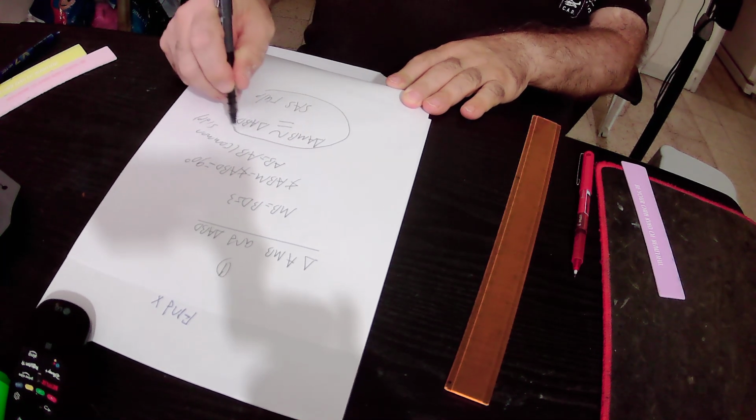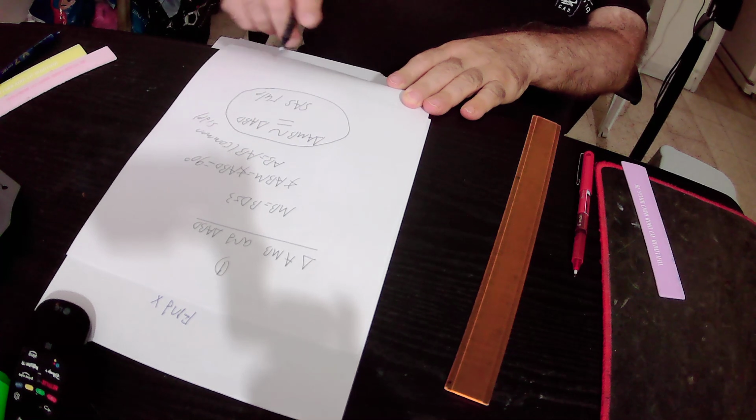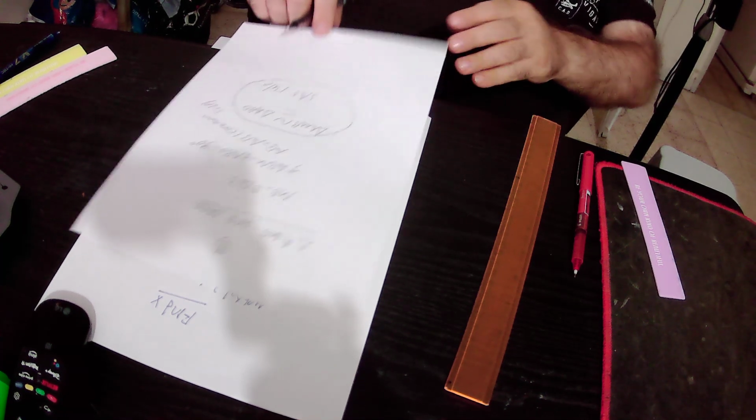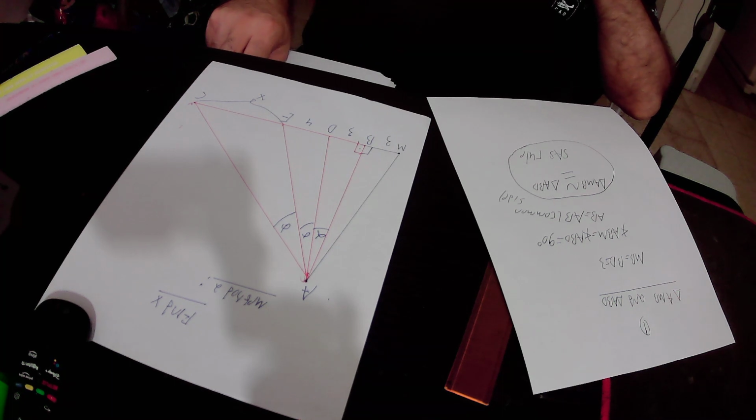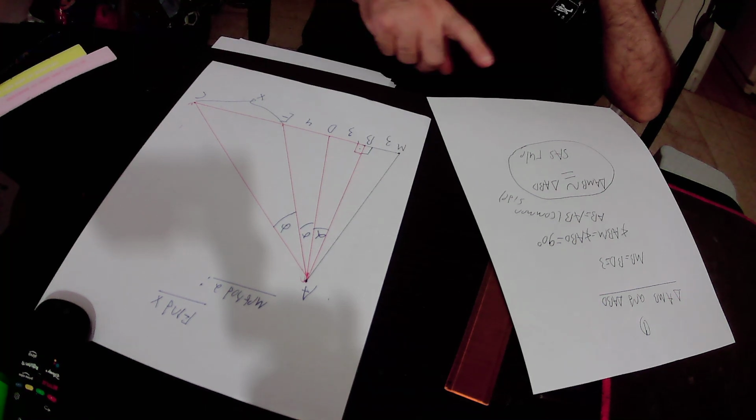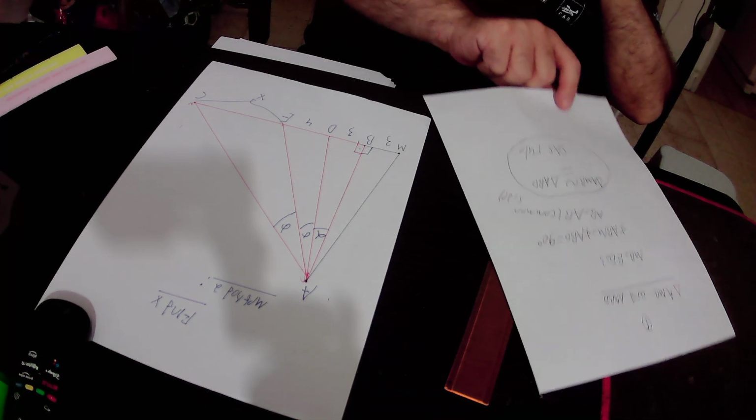So what is the side angle side rule? Actually, when you prove that two sides and the angle between those two sides of one triangle are equal to two sides and the angle between them in the other triangle, then those two triangles will be congruent to each other according to the side angle side rule. Okay?